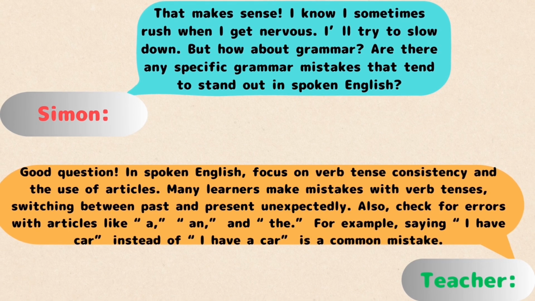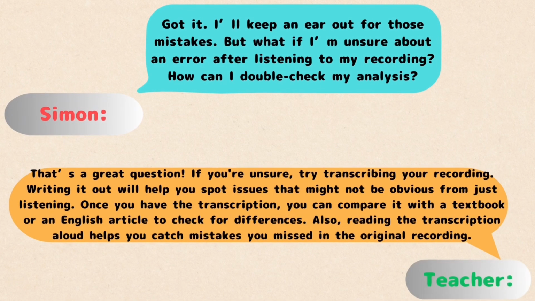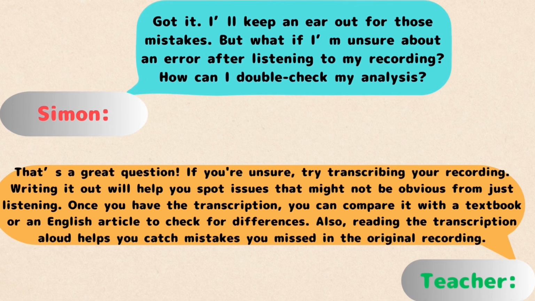But how about grammar? Are there any specific grammar mistakes that tend to stand out in spoken English? Good question. In spoken English, focus on verb tense consistency and the use of articles. Many learners make mistakes with verb tenses, switching between past and present unexpectedly. Also, check for errors with articles like "a" and "the." For example, saying "I have car" instead of "I have a car" is a common mistake. Got it. I'll keep an ear out for those mistakes.